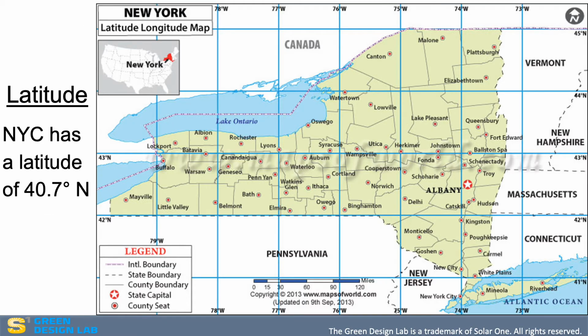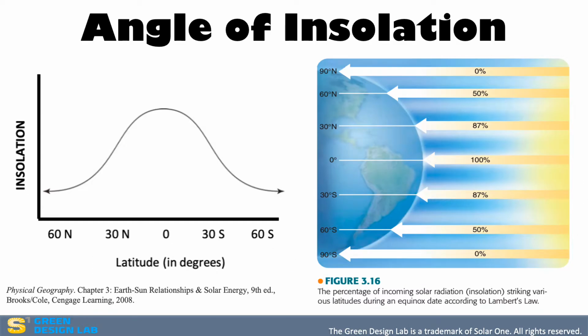New York City has a latitude of 40.7 degrees north. Therefore, we have a lower angle of insolation because we are so far from the equator. The graph on the left shows how the amount of insolation varies as latitude changes. Note that the peak insolation occurs at the equator, which is at 0 degrees. The image on the right shows the same pattern. The most insolation occurs at or near the equator. As you move away from the equator, the amount of insolation decreases.